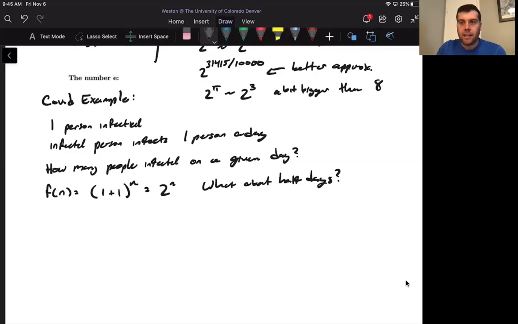So if we were looking at half days, then f(n) = (1 + 1/2)^(2n). There's the probability of 1/2 that they get them during either the morning or the afternoon. So over the course of a day, we've really had 2 periods go by, so this exponent doubles. So this is now saying that we've broken up the day into 2 pieces. Maybe it's even better to split the day into k pieces.